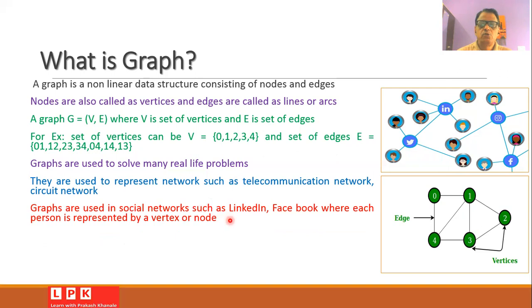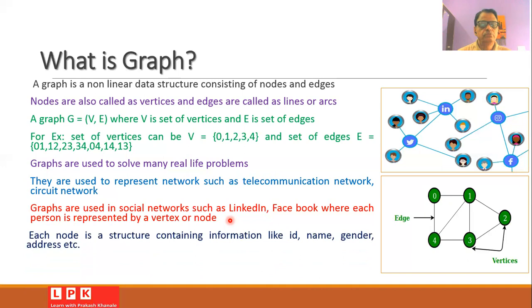Graphs are also used in social networks such as LinkedIn, Facebook, WhatsApp, where each person is represented by a vertex or node. Whenever we represent each person by a node in a social network, the node will contain information such as the identity, the name of the person, the gender of the person, the address of the person, and some other fields that are required to represent that person.